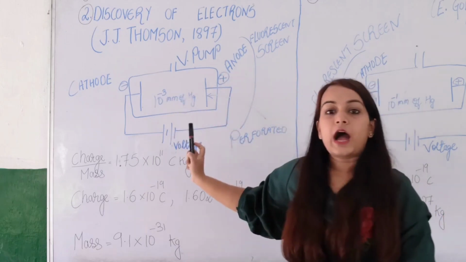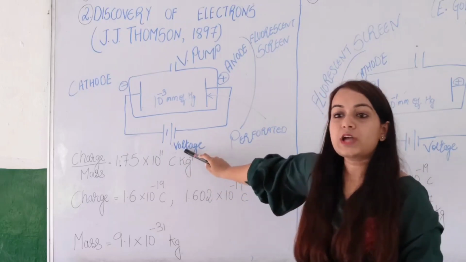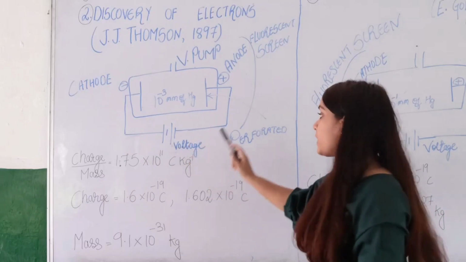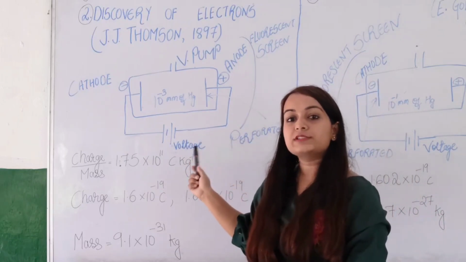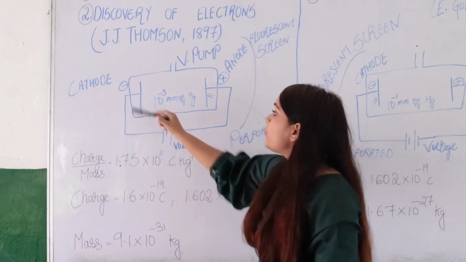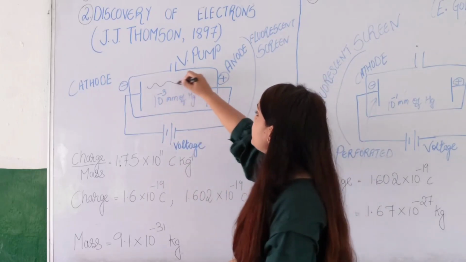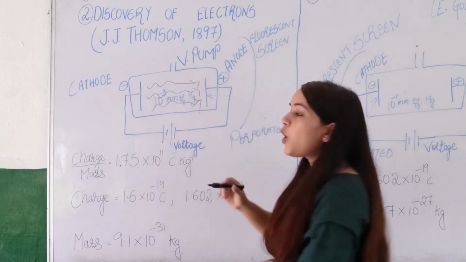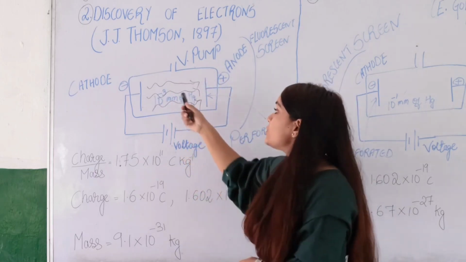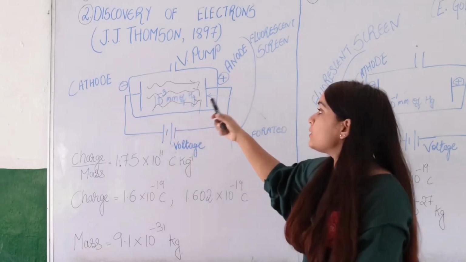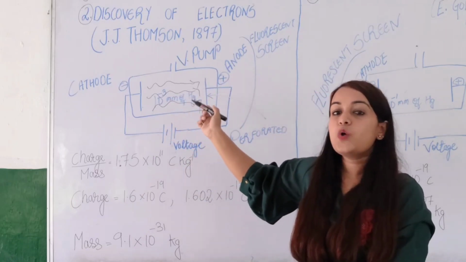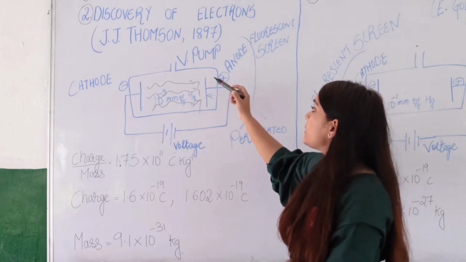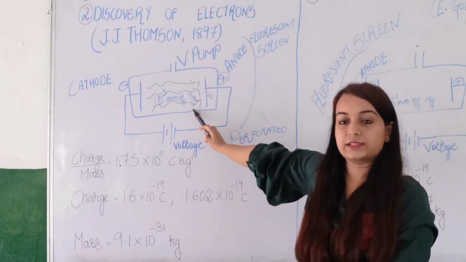In this setup, high voltage was applied, almost 1000 to 10,000 volt. On application of high voltage, what happened was some rays from the cathode started moving towards the anode. However, this ray was termed to be invisible. So the question arises here is how were they able to indicate or detect the presence of these rays?